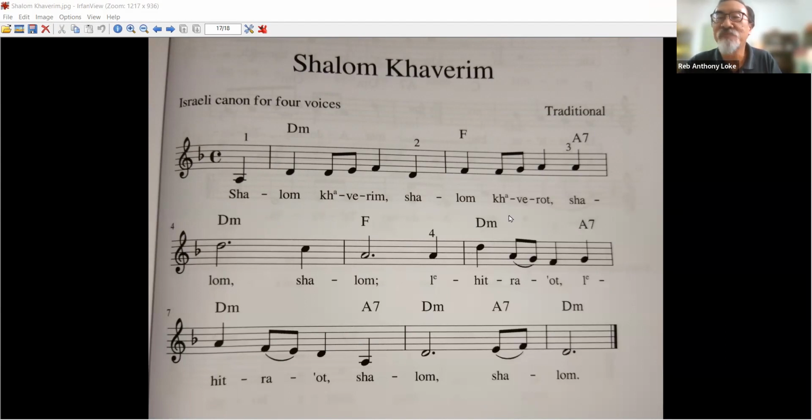Khaverim, Shalom, Khaverov, Shalom, Shalom. Lehit, Ra'ov, Lehit, Ra'ov, Shalom, Shalom.